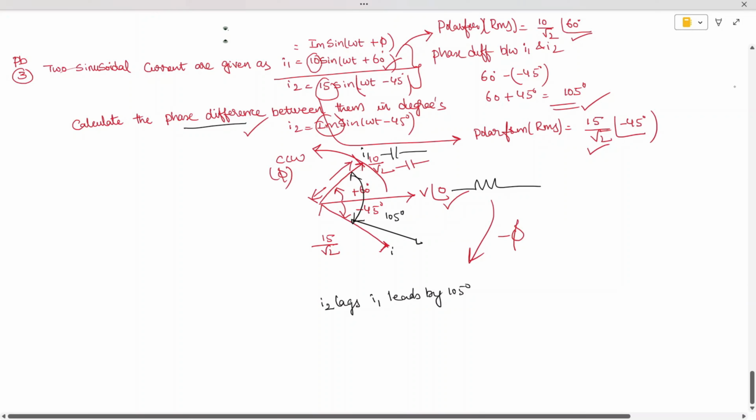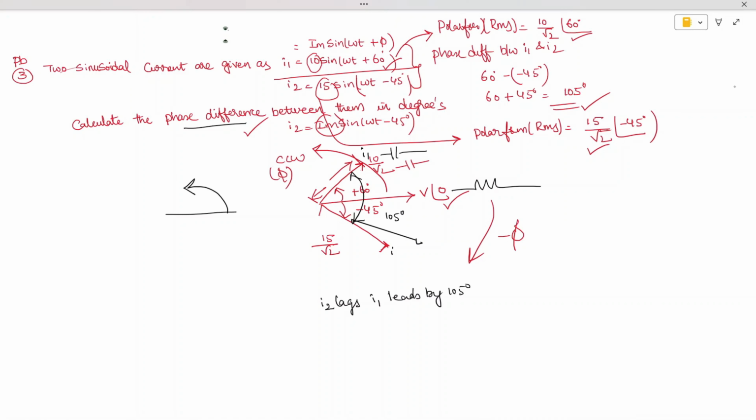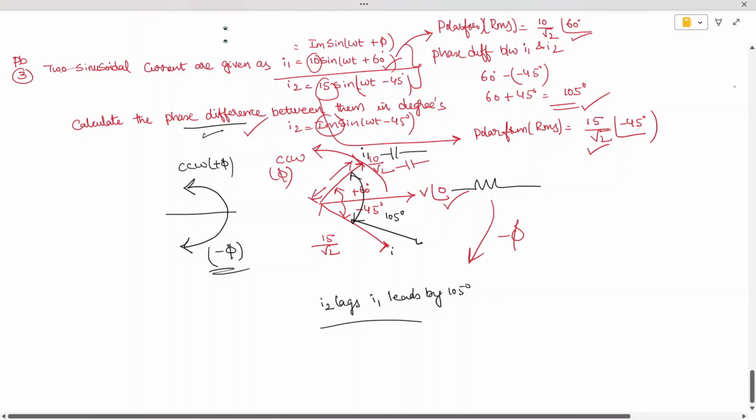When you get confused, it is very simple. When the phasors are rotating in the counterclockwise direction, you should take it as plus φ. When the phasors are rotating in the clockwise direction, you should take it as minus φ. That's the concept of this problem. So we calculated the phase difference and we identified which one is lagging. I2 is lagging I1, and I1 leads by an angle of 105 degrees. This is how to understand.